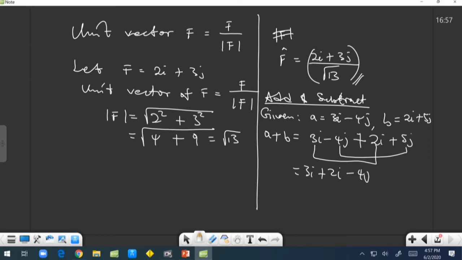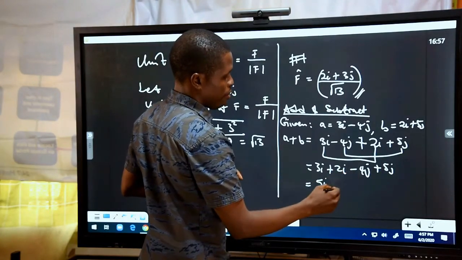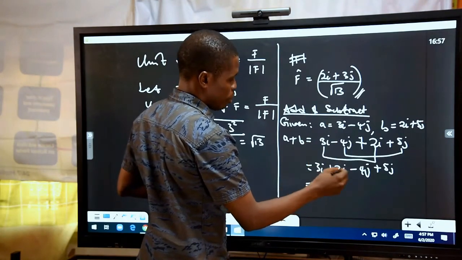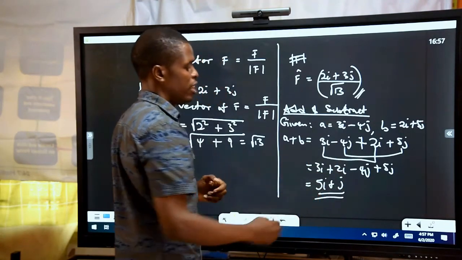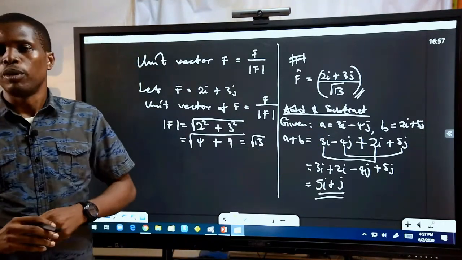So we have 3i plus 2i, which will give us 5i, and minus 4j plus 5j will give plus 1j, so you can say plus j. So we have the answer: a plus b vector is 5i plus j.